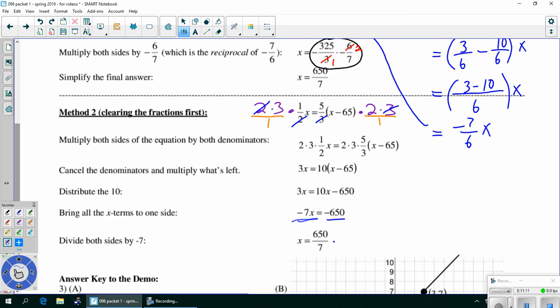How does that compare to the answer we got up above? Well, of course it's the same, right? Everything we did was valid. But just putting out there, if you have an equation with fractions in it, it is your right to get rid of those fractions by multiplying both sides by the lowest common denominator.